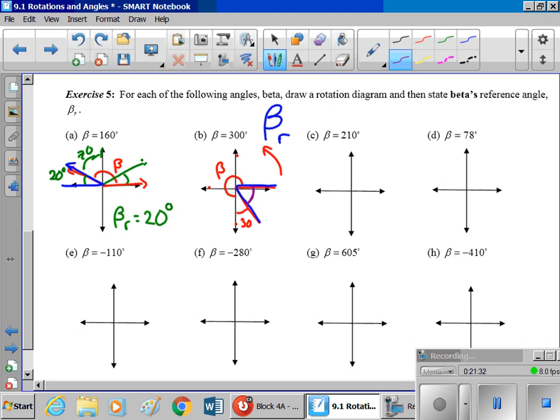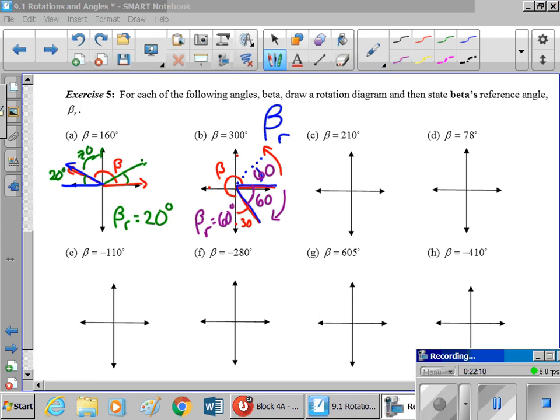But the problem is, as we've written it, that length is negative because it's going from our initial ray clockwise. So we're going to reflect it across to get this thing. And this measurement is going to be our reference angle because it has to be positive. So what's the size of our little purple line? Well, 90 minus 30 is 60. So beta r is 60 degrees.